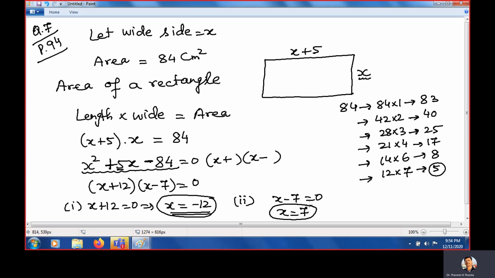This answer is acceptable. So what is the value of breadth? Wide, how much is it? 7. And what is this? 7 plus 5. It is 12. So length is 12, and wide is 7 centimeter and length is 12 centimeter. This is the solution of this question.